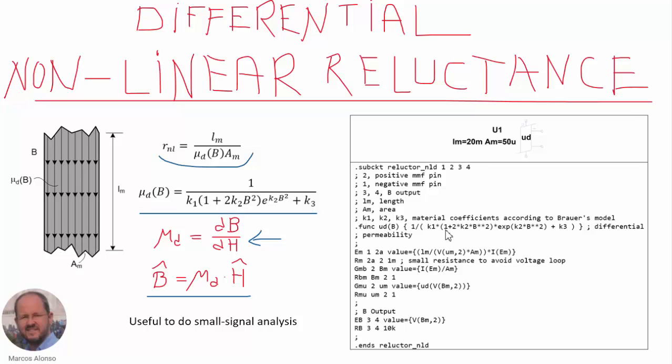The implementation of this device is exactly the same as the implementation of the previous one, the nonlinear reluctance with the total permeability. So we can see here the implementation corresponding to this element, in which the only difference is the expression given by the permeability, which in this case is the differential permeability of the Brouwer's fitting.